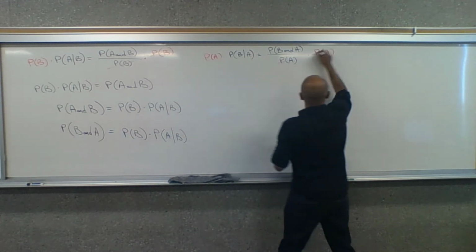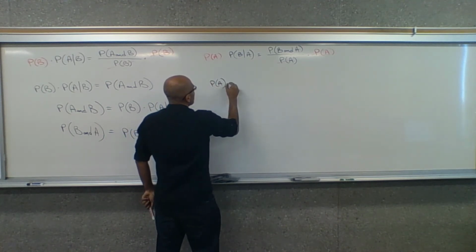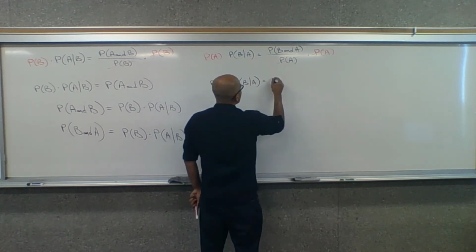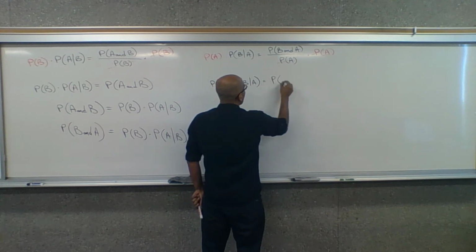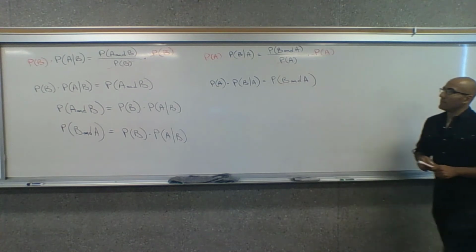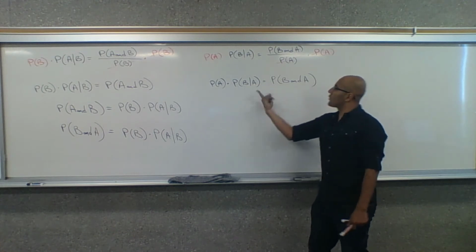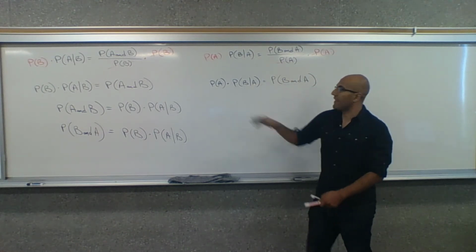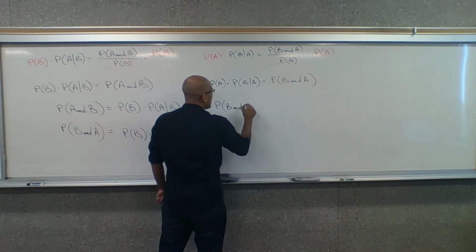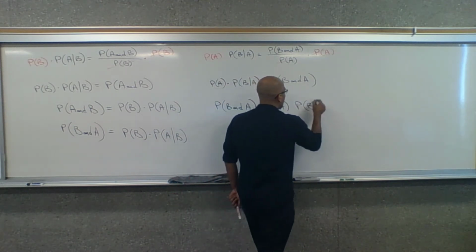And these guys cancel. So again, now I end up with the probability of A times the probability of B given A is equal to the probability of B and A. Right, I'm just really doing the same thing. And then again, it's just customary to write this the other way around. So I'm just going to write this on the left-hand side. So this is going to be equal to the probability of B and A, which is equal to the probability of A times the probability of B given A.